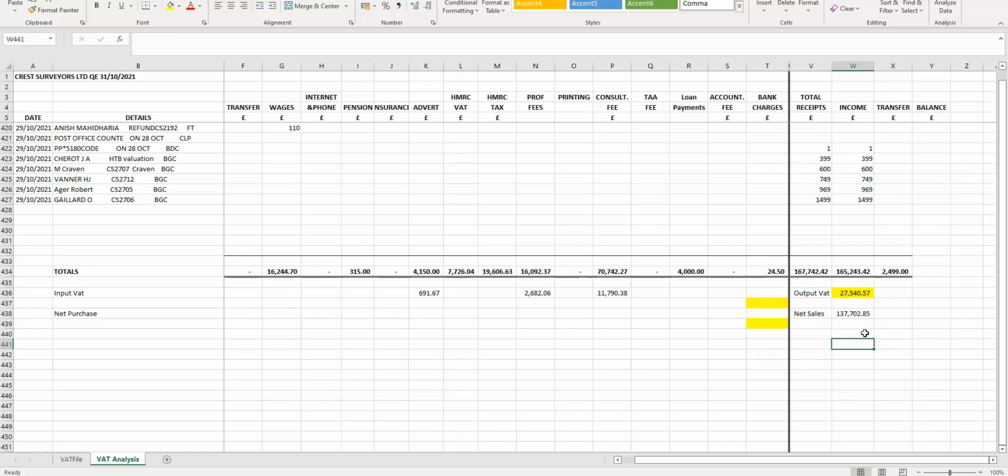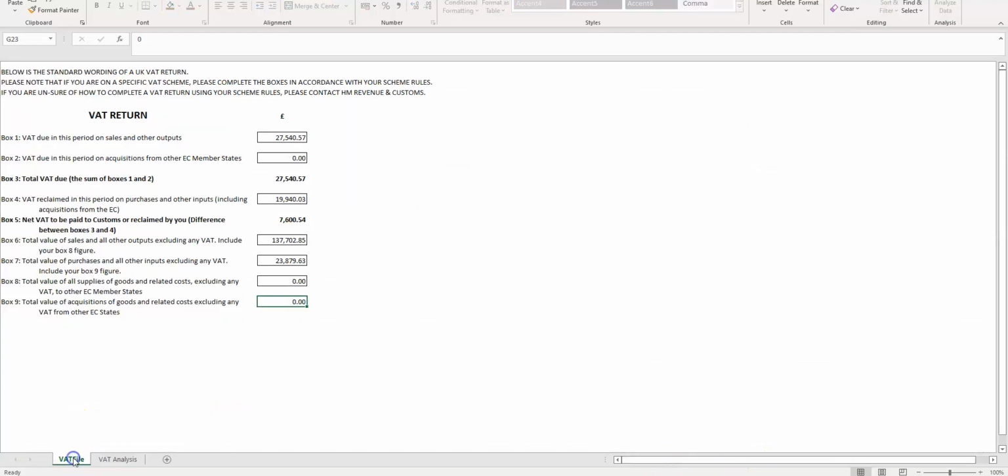And we have to identify the net sales as well to complete the boxes. So how do we do that? We have the gross sales minus VAT, and that will give us the net sales. And once we have this one, that means we are ready to complete the boxes. Now all this information you're going to record here.